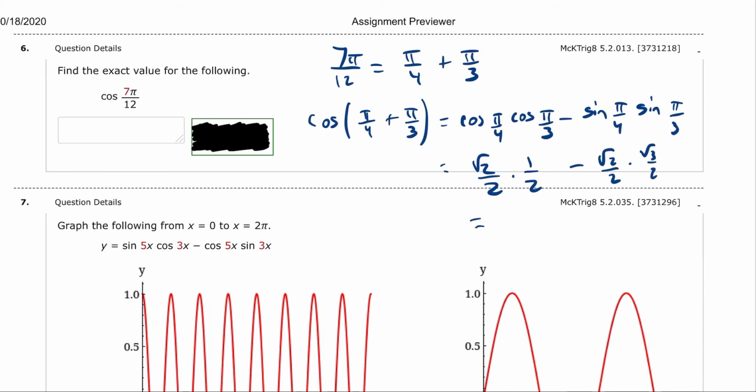So this is going to end up being radical 2 minus radical 6 over 4. And once again, you can write the coefficient as 1/4 out in the front. Let's check our answer. And there it is.